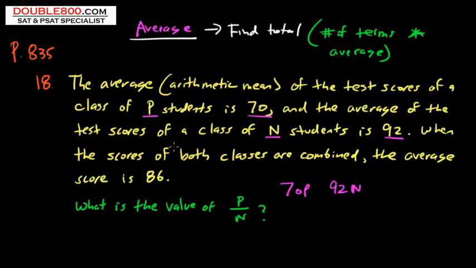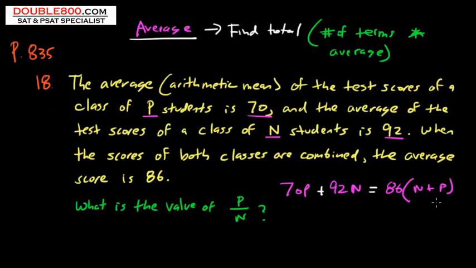When the scores of both classes are combined, so we add those together, the average, now we see the word average again, is 86. So this is a little tricky. So here's the average, 86, but what is the number of terms? Both classes, you should recognize, is going to be multiplied by the quantity N plus P. So this is sort of the algebraic way. You have to find the total, and now we just go through the steps and we're going to solve it.